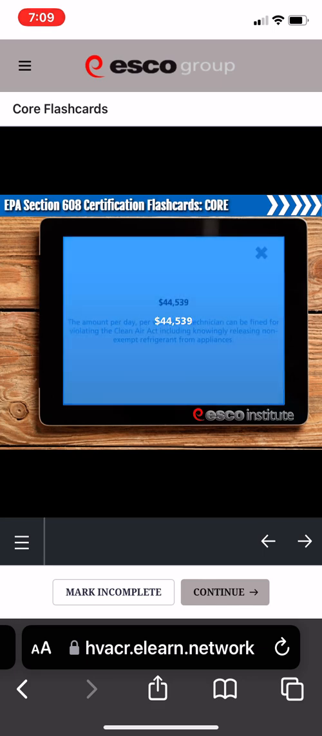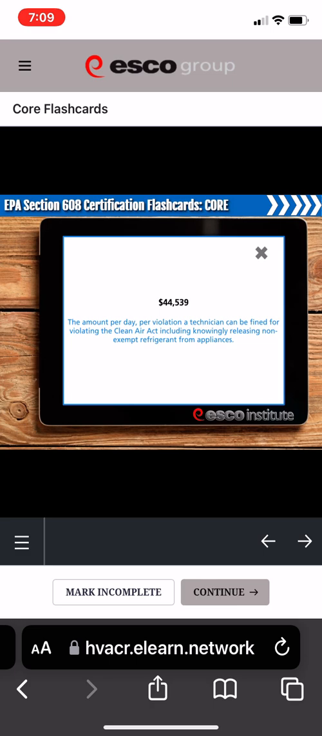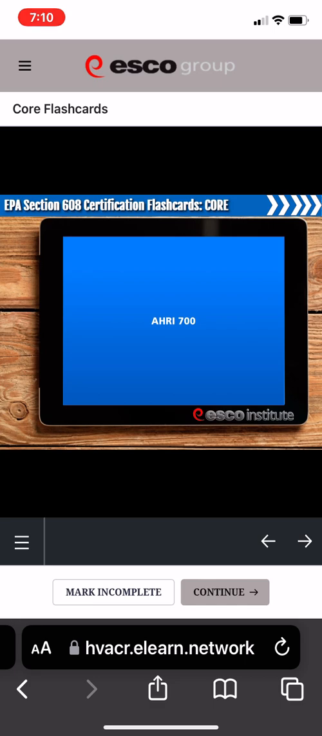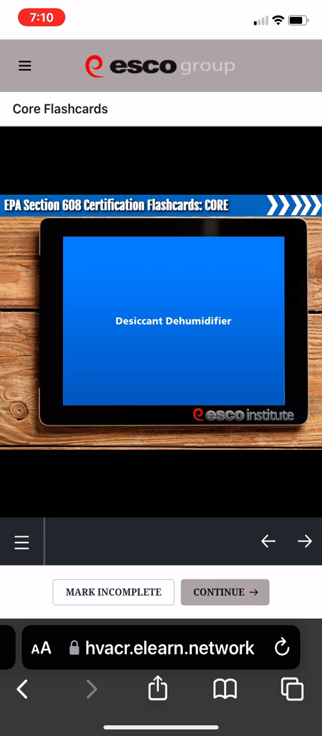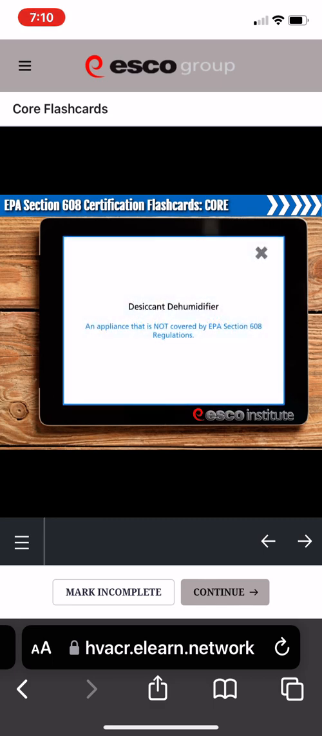$44,539. The amount per day, per violation a technician can be fined for violating the Clean Air Act, including knowingly releasing non-exempt refrigerant from appliances. AHRI 700. The standard reclaimed refrigerant must meet before it can be resold. Desiccant dehumidifier. An appliance that is not covered by EPA Section 608 regulations.